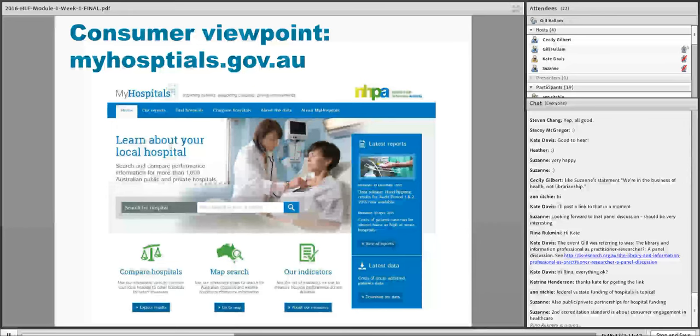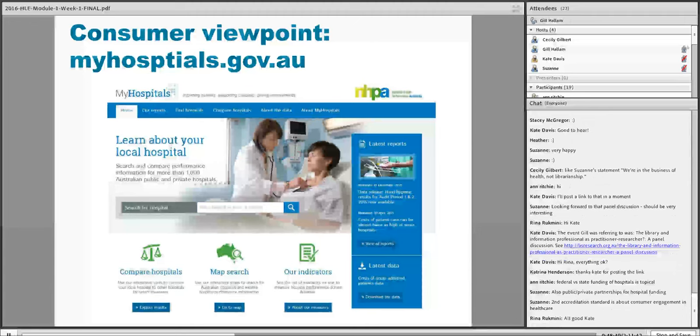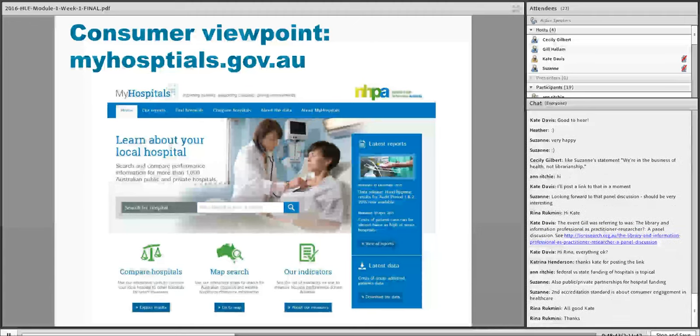Suzanne has mentioned there that the second accreditation standard is particularly about consumer engagement in healthcare. So this is a new area for health librarians as well to be considering. To what extent are they working directly in supporting clinicians, but then also the healthcare? And going on a bit of a tangent, there's been some good research undertaken in the library sector through research grants, to look at understanding how consumers, how individuals do access health information. So it's a very broad area that is changing constantly.